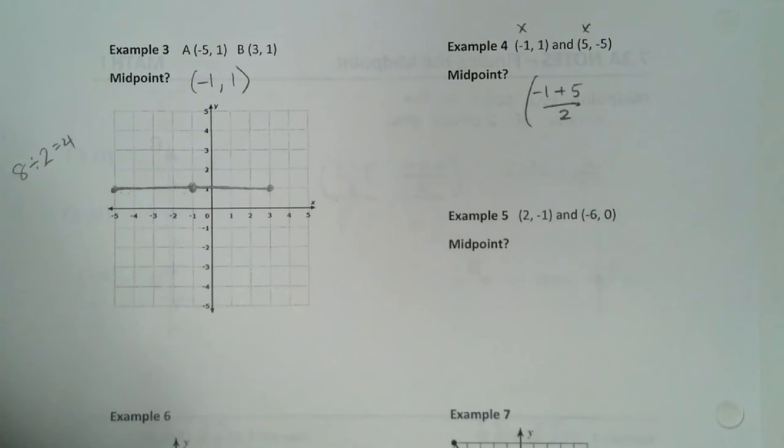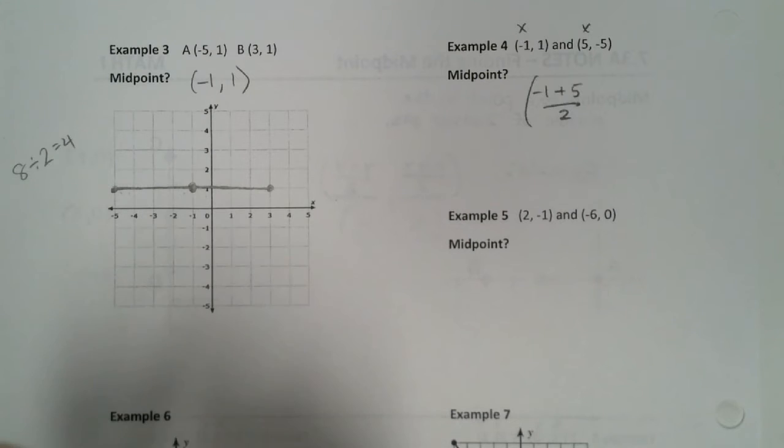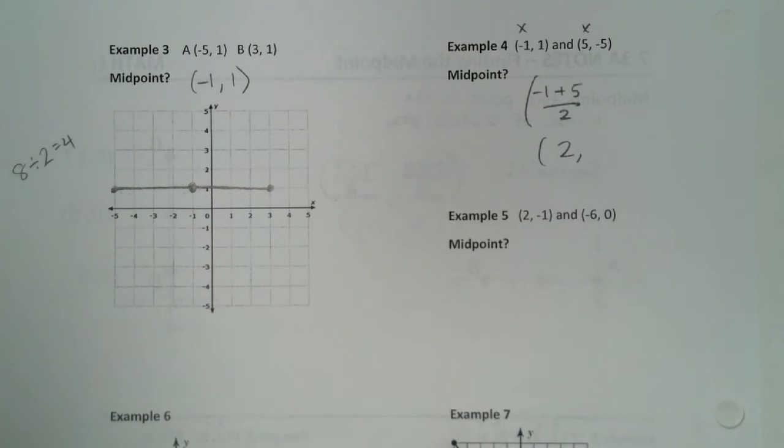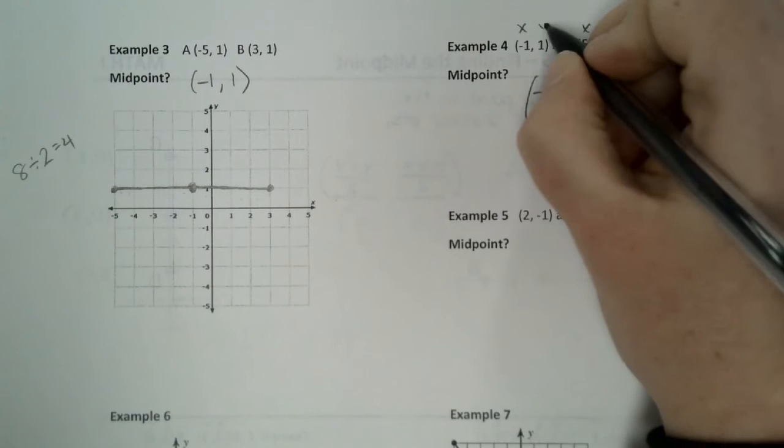Let's do that real quick. Negative 1 plus 5, and then divide by 2, and I got positive 2. Can anybody verify that? Okay, so that gives me my x. Now I need to do my y's.